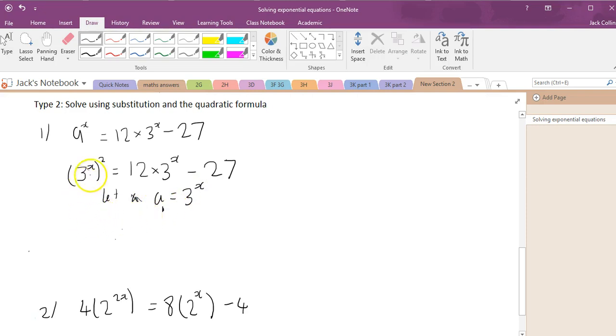So now, rather than having 3^x squared, we've just got a squared is equal to 12a minus 27, because we replaced 3^x with a for now. Looking at this, you've got a squared term and just a regular term, so let's get everything to the same side. So it's a squared minus 12a plus 27 is equal to 0. Then we think what adds to give negative 12 and multiplies to give 27.